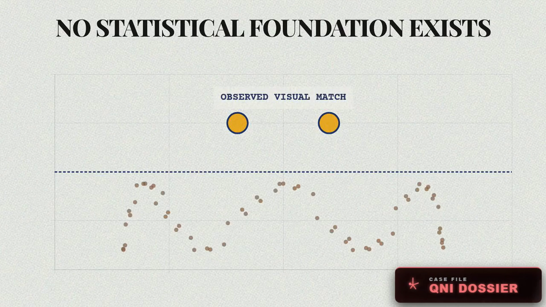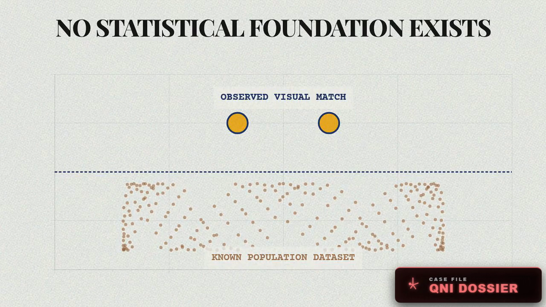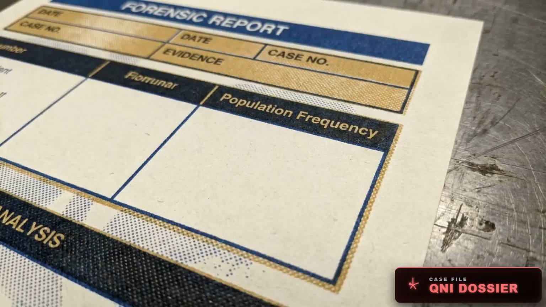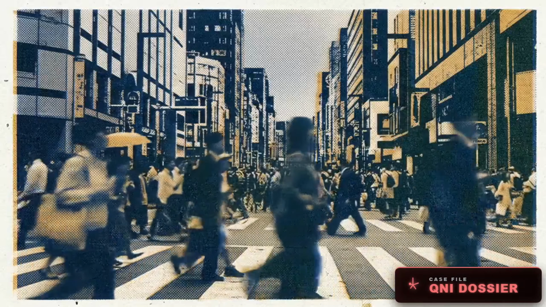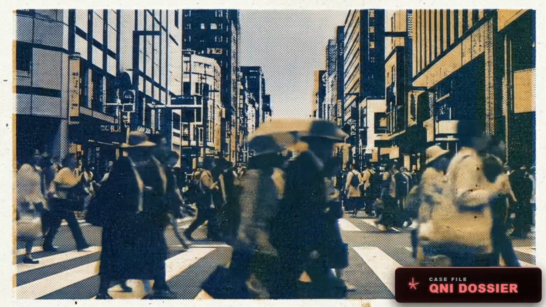But a fraction requires a denominator. That denominator represents a known population dataset. It tells you exactly how common a specific combination of physical traits is within the general public. For microscopic hair comparison, that dataset was never assembled. No one in the scientific community had ever gathered the underlying population data. Without that data, it is mathematically impossible to calculate how many other innocent people walking down the street would have hair that looks identical under the lens.